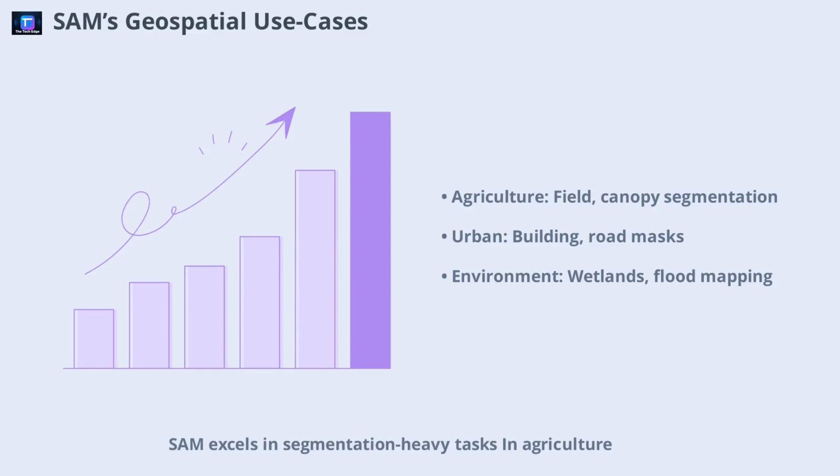SAM excels in segmentation-heavy tasks. In agriculture, it's used for field boundaries, leaf and canopy segmentation, and disease patch extraction. Urban applications include building footprints, road and slum boundaries, and tree canopy mapping. For infrastructure, SAM generates roof and road masks and maps railway corridors and drainage networks. In environmental monitoring, it's invaluable for mapping wetlands, forest cover, flood extents, and riverbanks. Whenever precise boundaries are needed, SAM is the tool of choice.